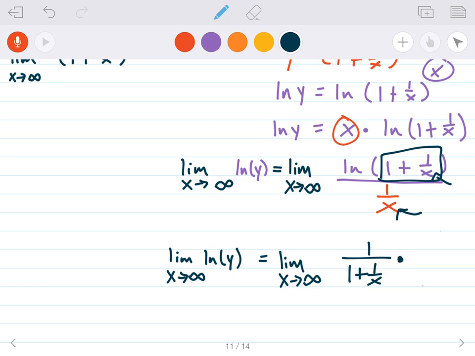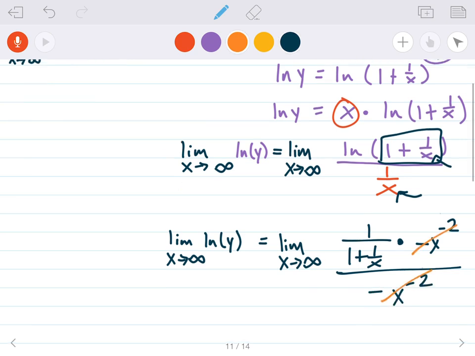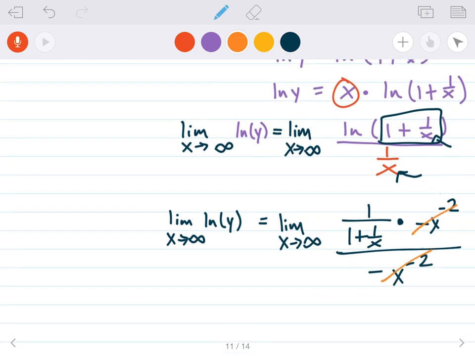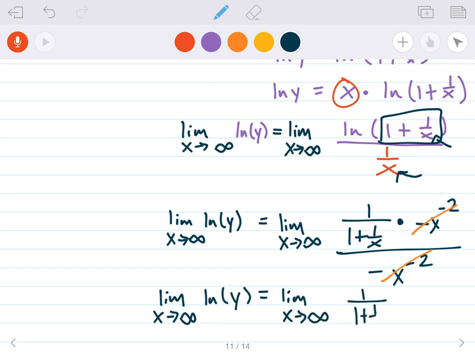Derivative of 1 is 0. The derivative of 1 over x is negative x to negative 2. All right, so that's the derivative of the numerator. The derivative of the denominator is negative x to negative 2. And these guys are going to divide out nicely. All right. Now, what happens? So, okay, let's rewrite what we have. We have limit as x goes to infinity of ln of y equals limit as x goes to infinity of 1 over 1 plus 1 over x.